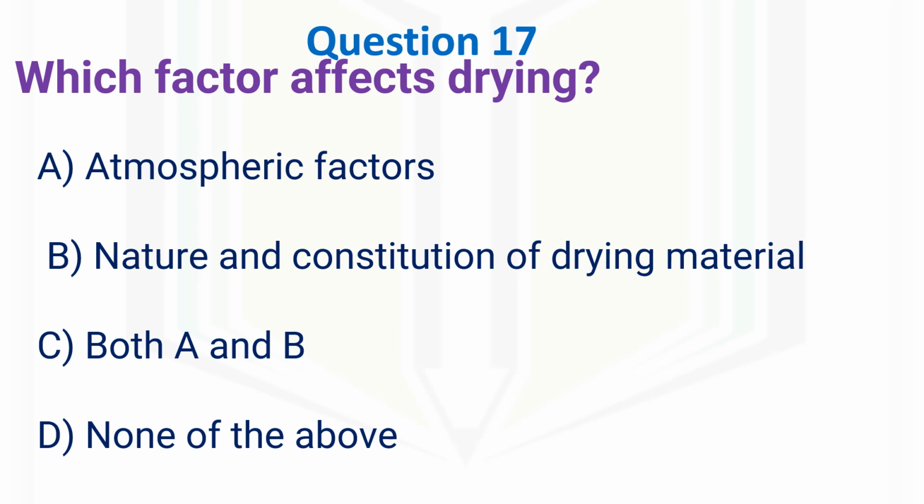Question number 17. Which factor affects the drying? Options are atmospheric factors, nature and constitution of the drying material, both A and B, and the last option is none of the above. Correct option is option number C, both A and B. The atmospheric factors are like temperature and humidity, and then the nature and constitution of the drying material. Nature means if it is acidic, basic, or any type of chemical reaction. Constitution means how it is packed, what its structure is, crystalline or amorphous.